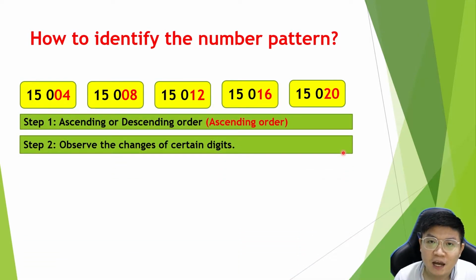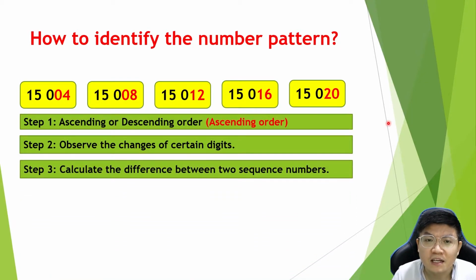Now, second step, you observe the changes of certain digit. Sometimes in the series of the number, there are only certain digits that are changed. The other remains. So in this case, I already label in red color for your easy observation. Alright? So as you can see here, this, and also this.